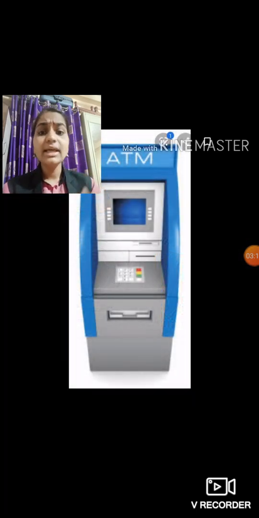One more example, ATM. When we insert the card, that is the input. The machine will count the numbers, how much money is required, and when we get the actual money, that is the output.